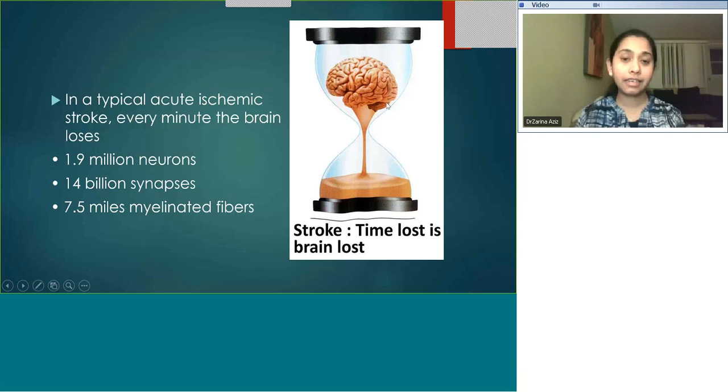So that is why to identify a clinical ischemic stroke and to do the imaging, to have a correct protocol in place, to diagnose, to interpret, and to send the patient for immediate treatment is very, very important. And imaging plays a very important role in this.